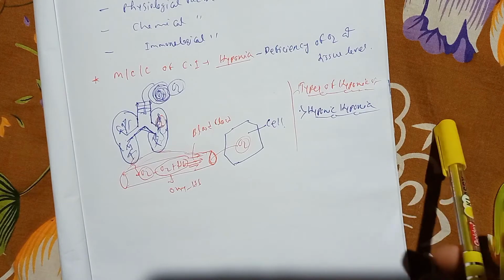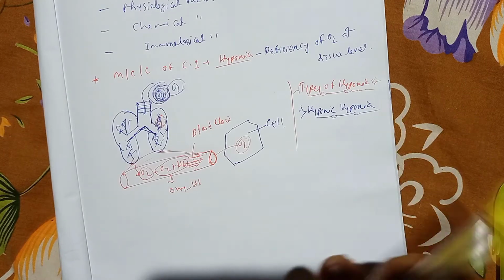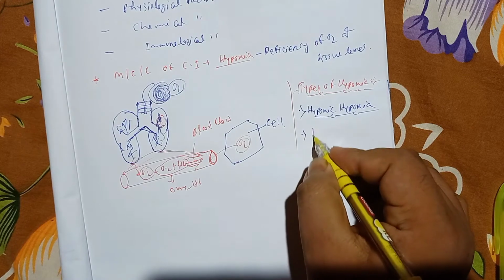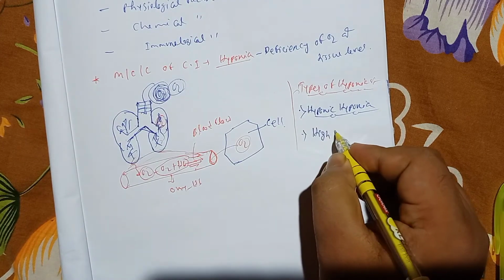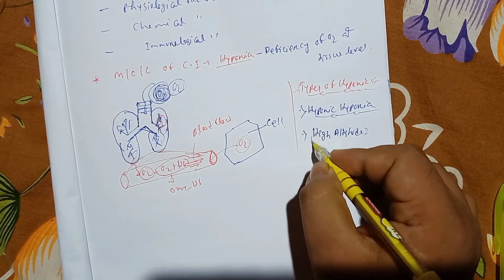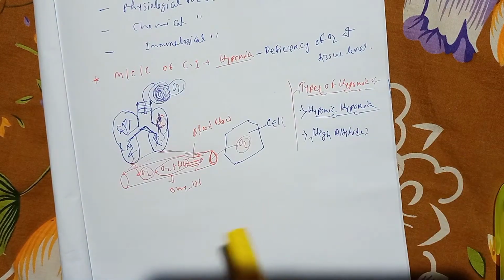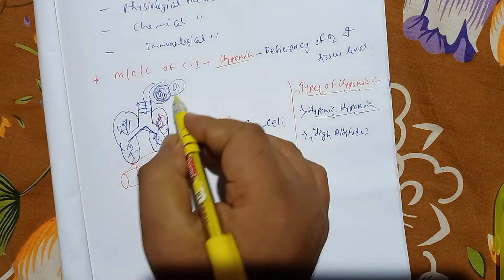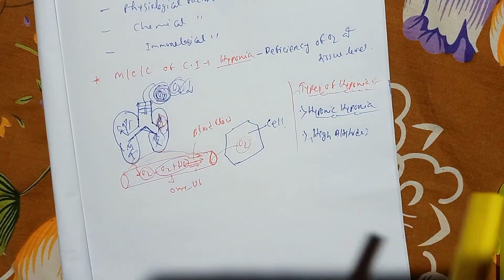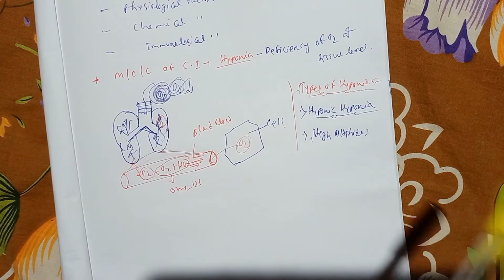Now I'll go through hypoxic hypoxia. So what are the causes of hypoxic hypoxia? First, suppose we go to a high altitude. At that time the amount of oxygen in the atmosphere is less. So ultimately less oxygen will go within the lungs, and you can have hypoxic hypoxia. That's in the case of high altitude.